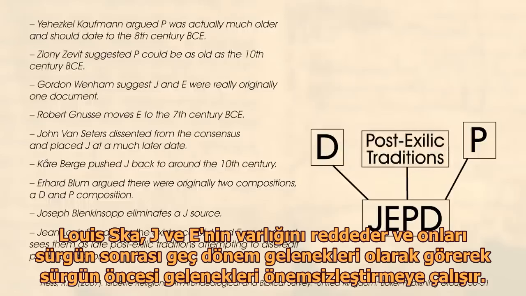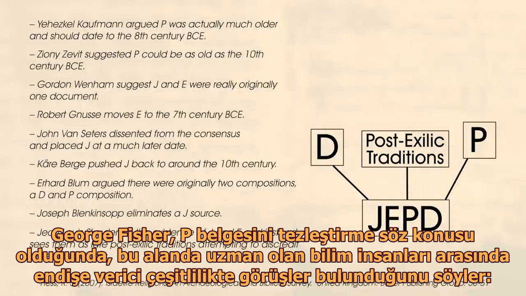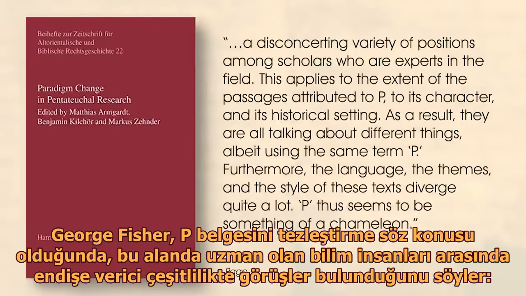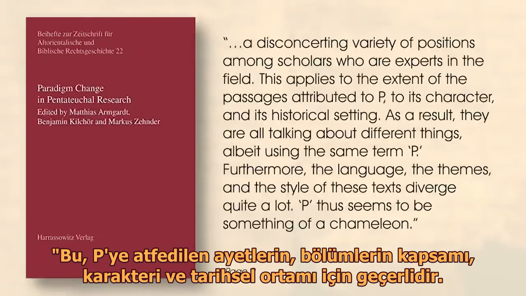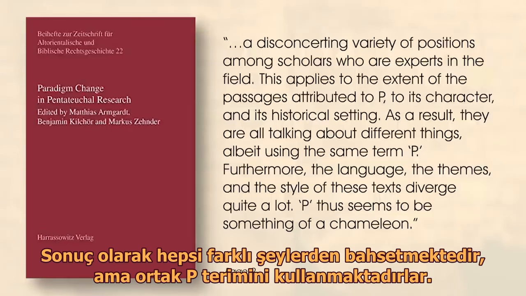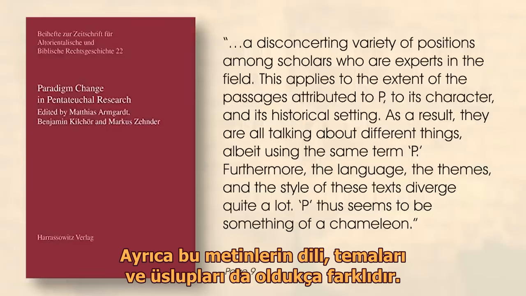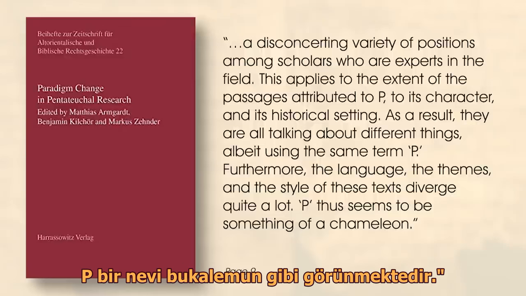George Fisher says that when it comes to the hypothesized P document, there is a disconcerting variety of positions among scholars who are experts in the field. This applies to the extent of the passages attributed to P, to its character, and its historical setting. As a result, they were all talking about different things, albeit using the term P. Furthermore, the language, the themes, and the style of these texts diverge quite a lot. P seems to be something of a chameleon.